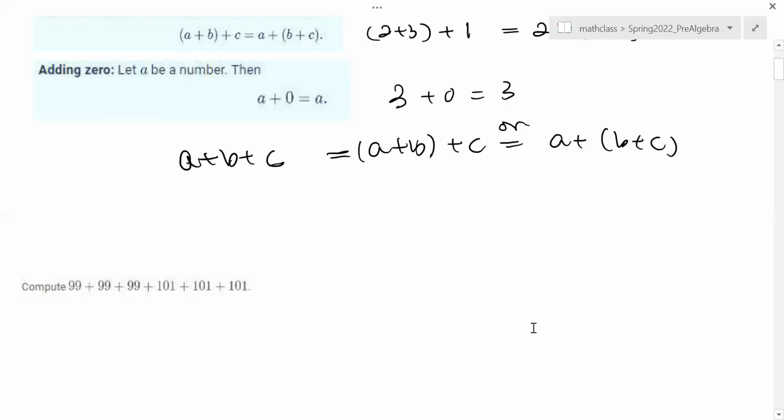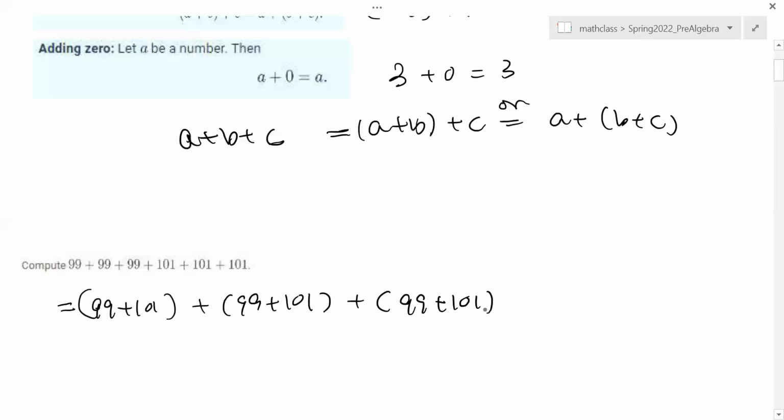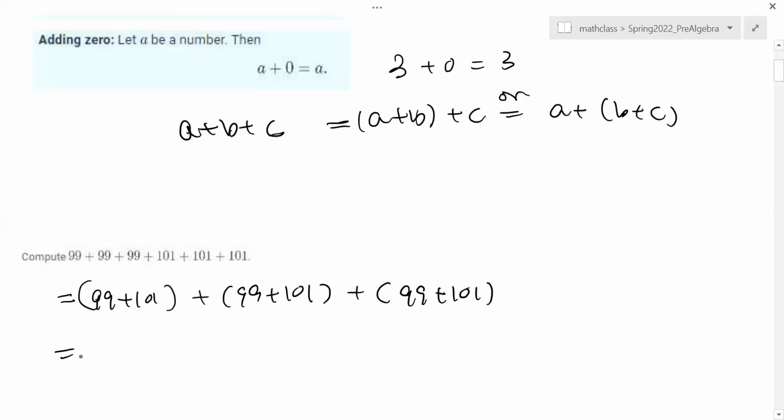Great. So the way we do it is we regroup the numbers. We regroup the 99 plus 101 and put the parentheses there, because by the commutative rule you can always interchange the two numbers, but that's not true for subtraction. So 99 plus 101, you can quickly get 200, right? So we have 200 and 200 and 200.